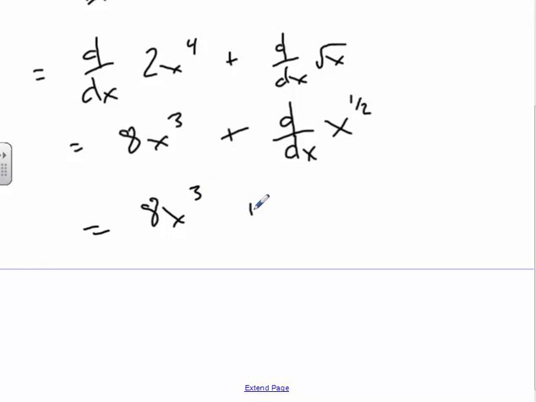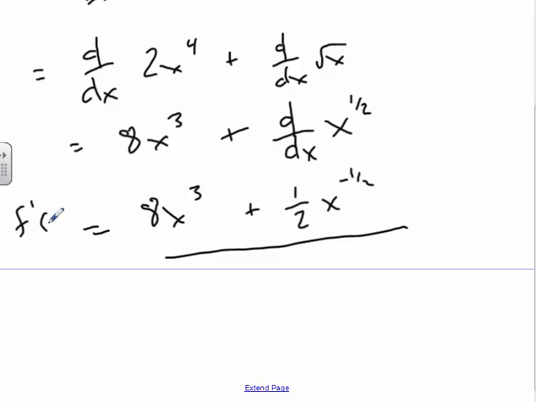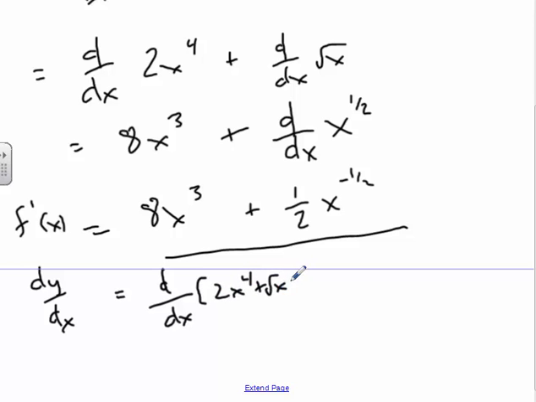That isn't changing. And now I'll use the power rule right here. So the way the power rule works is you pull the exponent down in front, and then you drop the exponent by 1. Well, when you subtract 1 from 1/2, it ends up giving you negative 1/2. And there's our derivative. That's what our f prime of x is equal to. Or that's what our dy over dx is equal to. Or that's what our d over dx of 2x to the 4 plus square root of x is equal to.